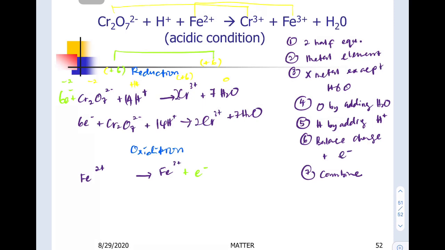Now we can combine the two half equations. But before we combine, we have to make sure that the number of electrons are the same in these two half equations because we want to cancel them. So what we can do is multiply the oxidation reaction by 6 so that we will get 6 electrons here and balance with the electrons in the reduction. So the equation will be 6 Fe2 plus turns to 6 Fe3 plus plus 6 electrons. So now we can combine these two half equations and we will cancel the electrons.